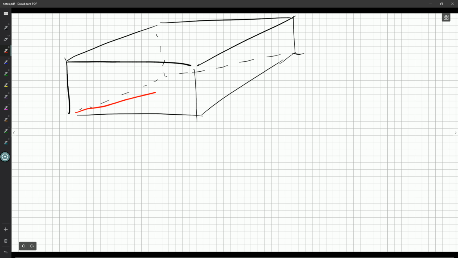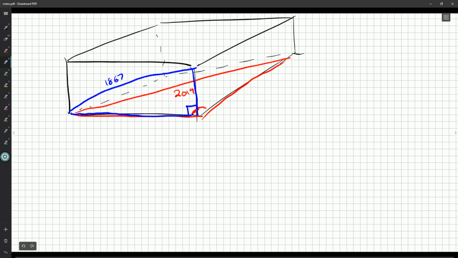So say this one here, 2019, this is a nice little right angle on the flat side there. And then we've also got 1867 along here. So if we use a nice little right angle in the corner here, we can get 1867 as the hypotenuse of a right angle triangle. And then over here, on the back side, we've got x. And we can see it's also the hypotenuse of a right angle triangle.